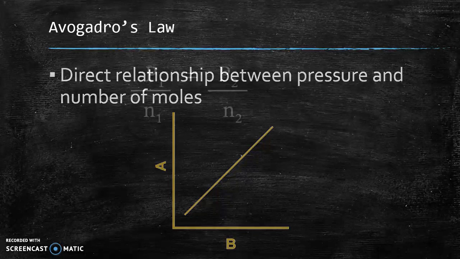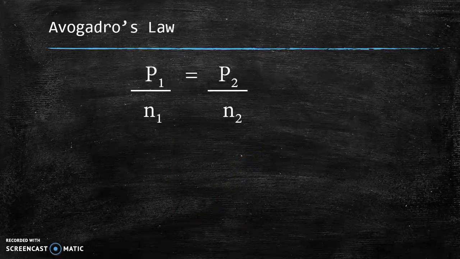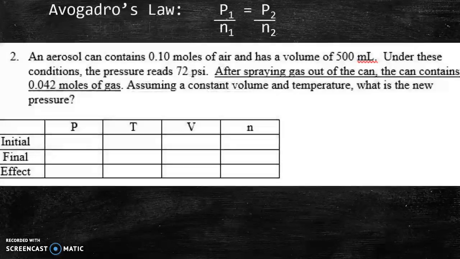And now the equation: P1 over N1, so initial pressure over initial number of moles, equals P2 over N2, so changed pressure over changed number of moles. And an example from our worksheet packet, this is worksheet number 5, problem number 2. And we have it set up here.